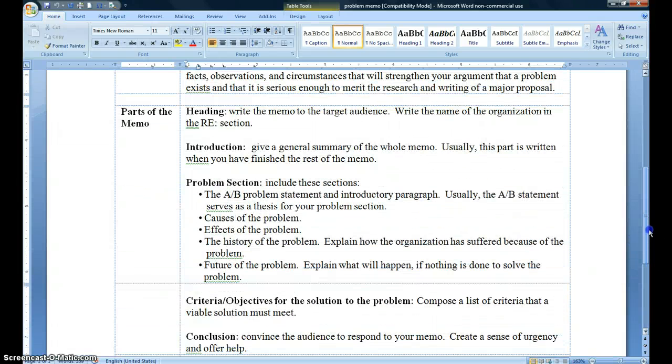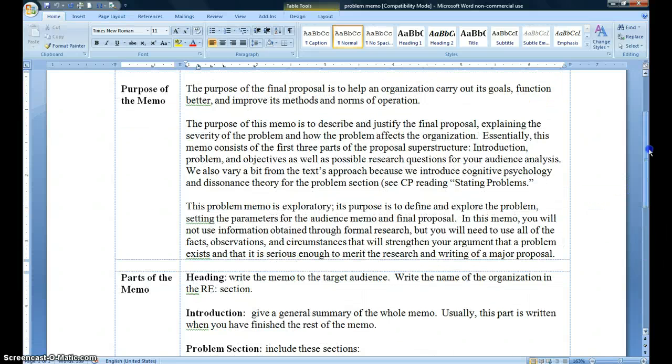Okay, I hope this helps you understand how I look at the problem memo. Once you get a really good problem memo, it's very easy. It's much easier to actually do your research on the audience memo and actually write the final proposal.